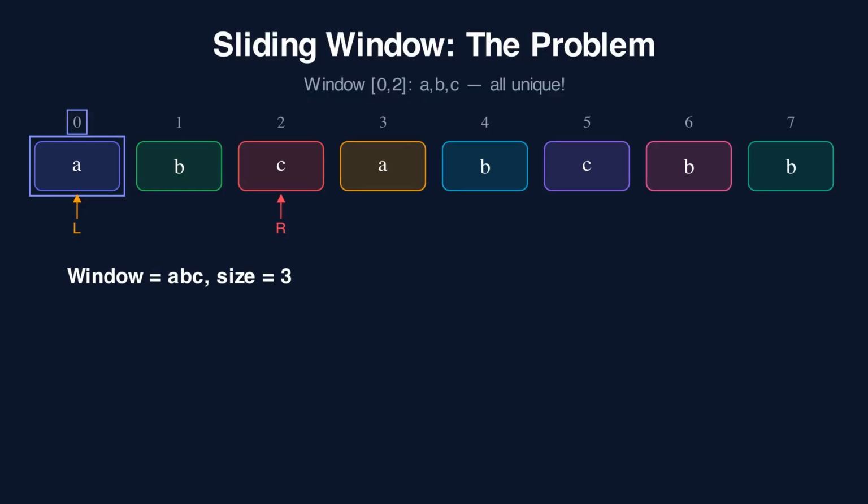As we try to expand the window to include the next A, we find it's already present. This means our constraint is violated. We must shrink the window from the left, removing the first A. The window now shifts to B, C, A.